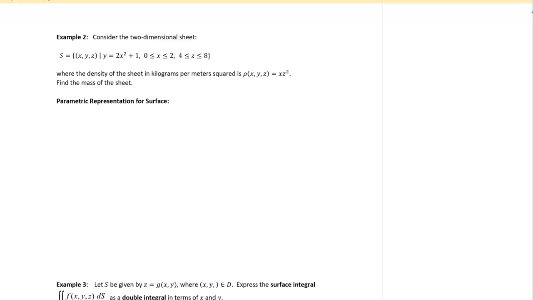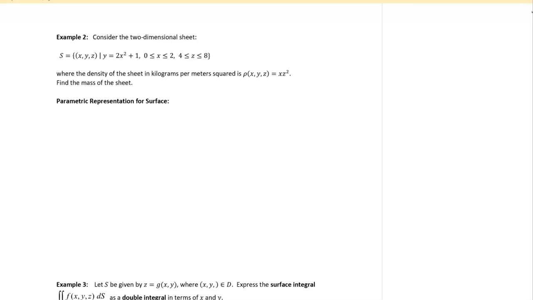Y is defined as 2x squared plus 1, where x is between 0 and 2, and z is between 4 and 8. This is a surface in 3 space. So it gives us where our density of the sheet in kilograms per meter squared is rho equals xz squared. Find the mass of the sheet.